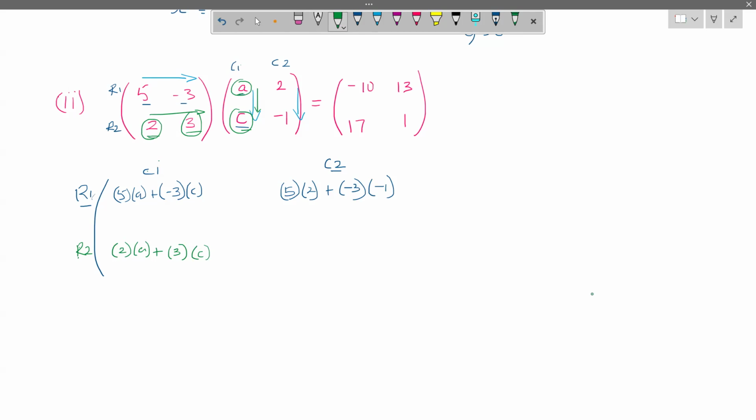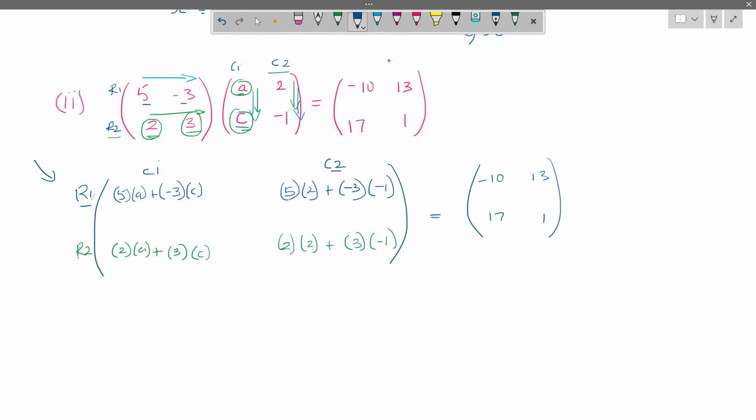All right. Then I'm doing row 2 now by column 2. So row 2, column 2. I'm doing 2 by 2 plus 3 by -1. Everybody okay with that now? All of that is equal to this -10, 13, 17, and 1. I need to work out these things. So before I go on to the next slide, give me a thumbs down if you don't understand what we just did here. Any thumbs down?